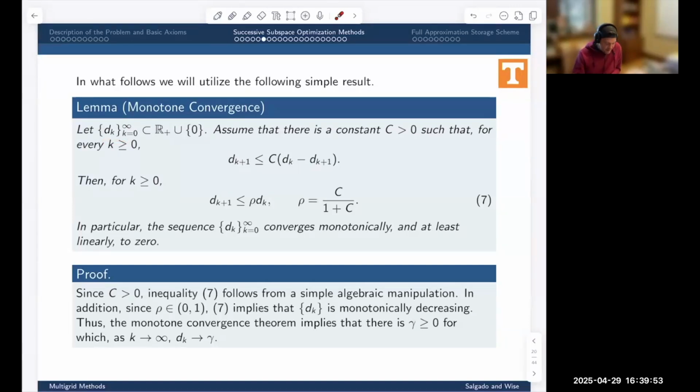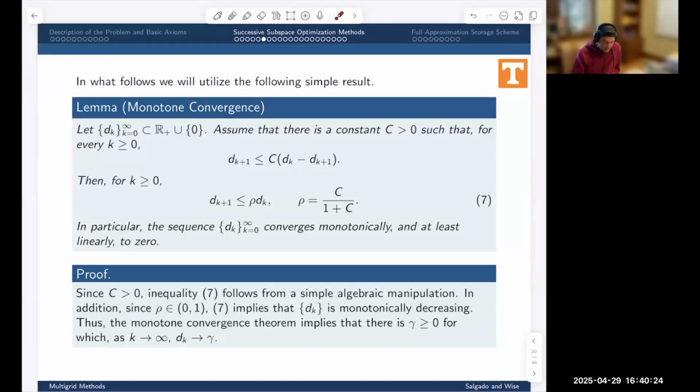It could be, I guess, equal to 0, but generally speaking, they're positive. So these numbers are non-negative. And suppose that there's some constant C independent of k, such that for every k greater than or equal to 0, d_{k+1} is less than or equal to C times the difference d_k minus d_{k+1}.